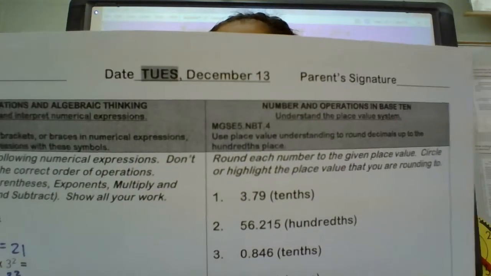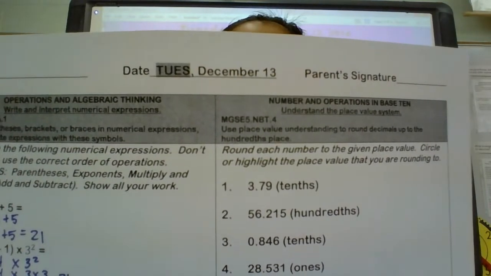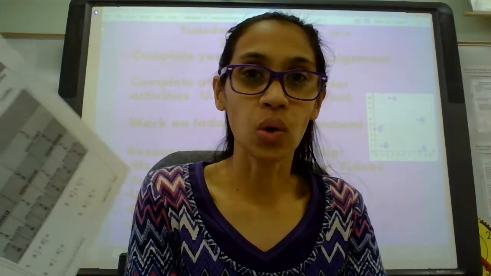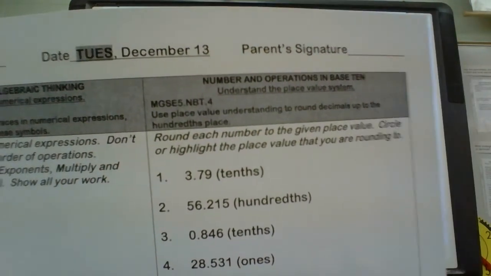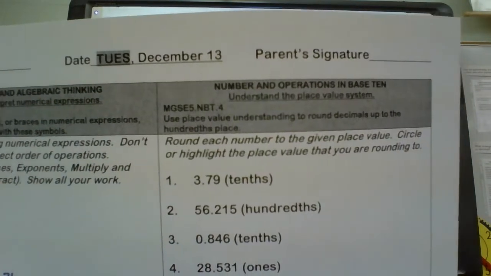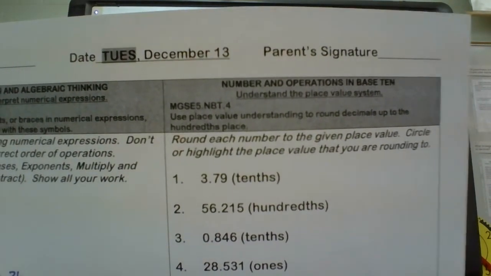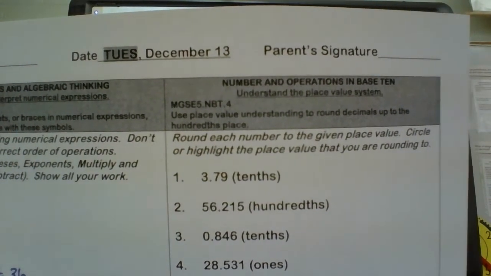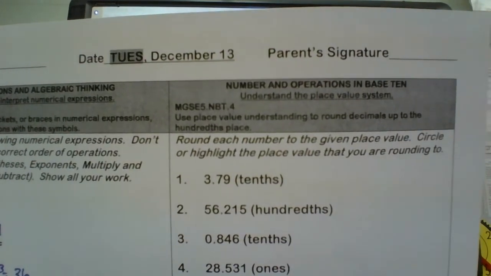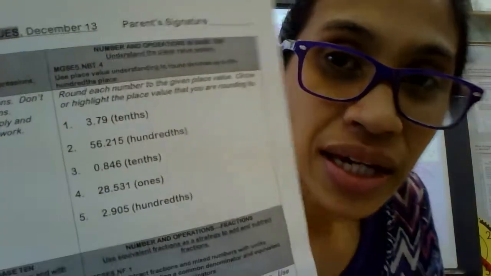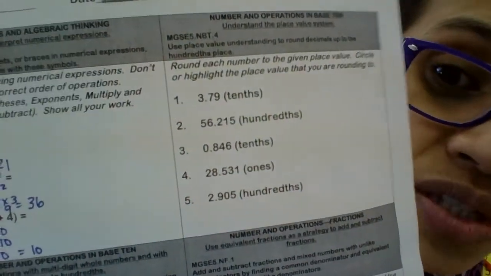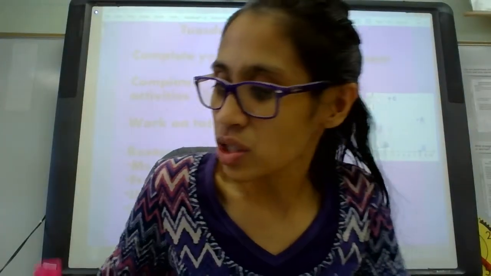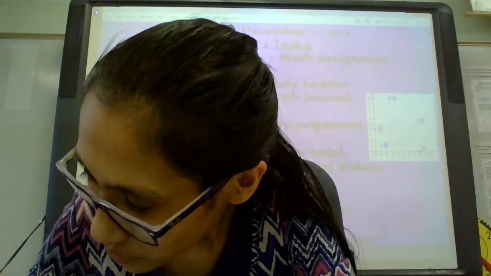The first one says 3 and 79 hundredths. They're rounding it to the tenths place. So first thing I need to do is highlight, or you can circle, which digit is in the tenths place. Bam, it's the number right after the decimal. 7 right there. So highlight that.